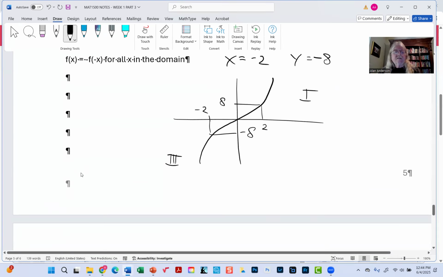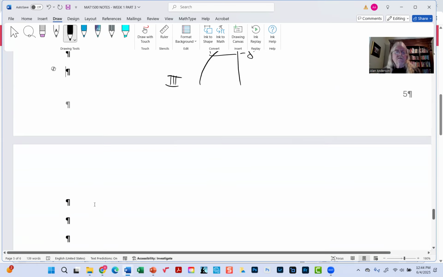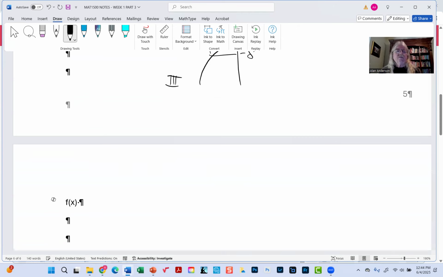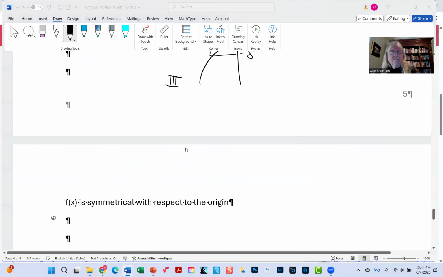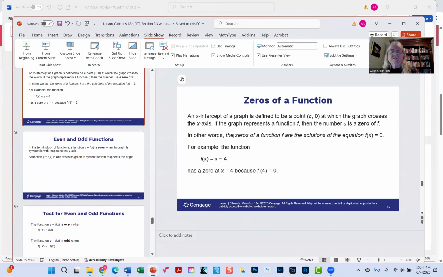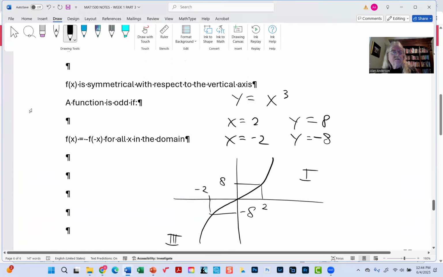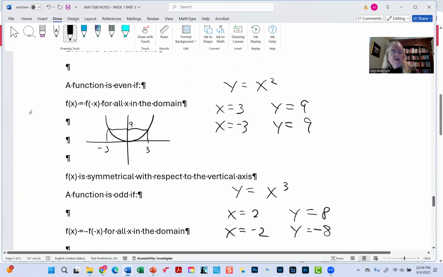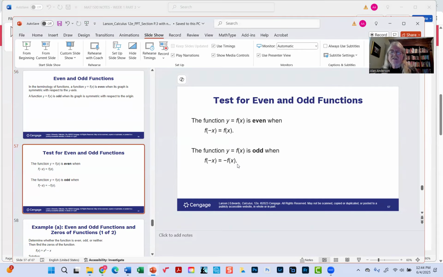And here f of x is symmetrical with respect to the origin. In other words, across, like, between the first and the third quadrants, or possibly the second and the fourth quadrants. So, algebraically, f of x equals f of negative x, as I wrote here. And f of x here equals negative f of negative x.